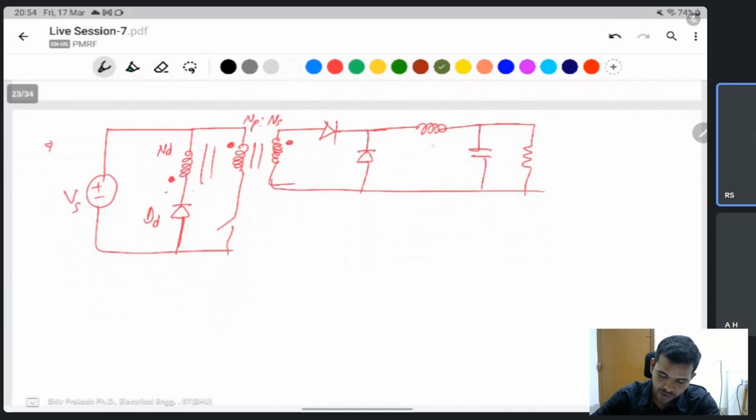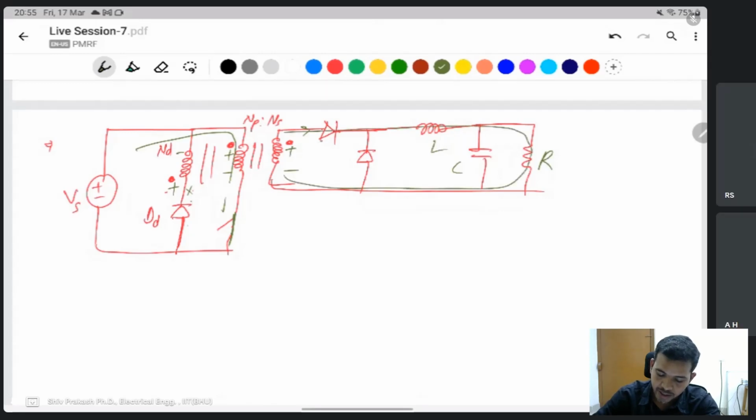Once the switch is on, Vs appears here. This dot is plus, so this one plus, this one minus. The diode will be reverse biased. The current will not flow here, but this current flows because of the positive connected to the diode. Then it will behave like a buck converter, and the output voltage is Vs into Ns divided by Np. This voltage here is VL, and this is plus minus V out.